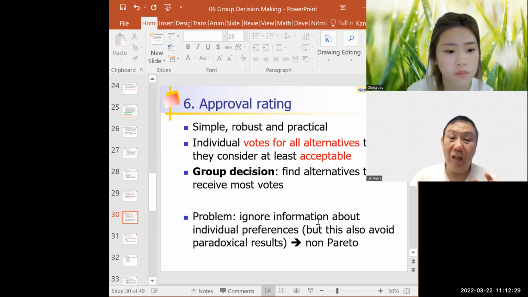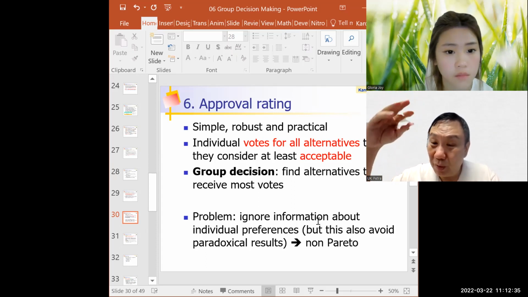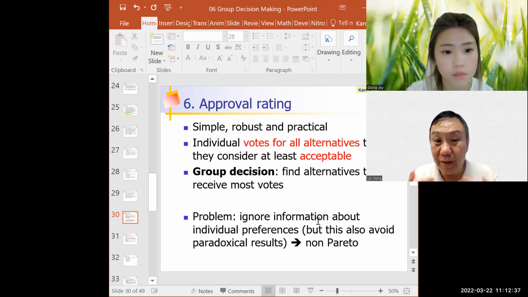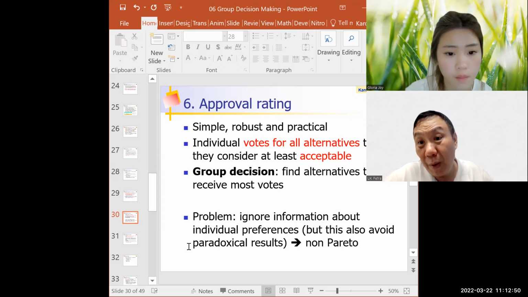You ignore the information about the individual preference. The actual ranking of the individual is not shown here. But this also avoids paradoxical results like the Condorcet paradox above, because we don't reveal the individual preference.